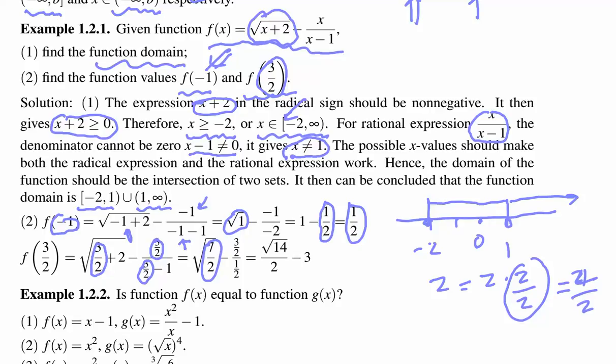Upstairs is 3/2, downstairs is 3/2 minus 1. So 3/2 minus 1 is 3/2 minus 2 over 2, which is 1/2. 3 minus 2. So that's how we got 1/2 here.